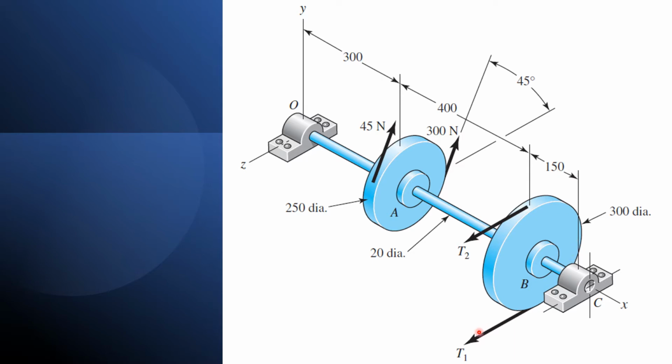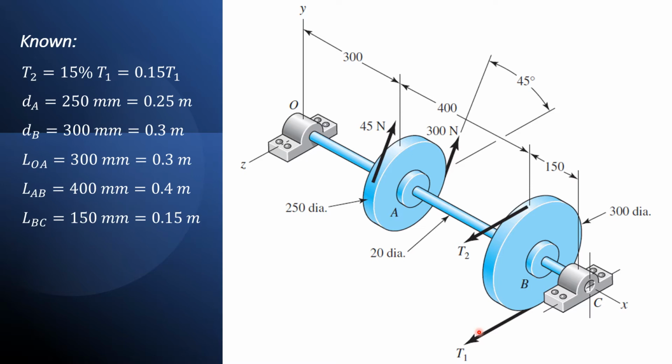We assume the belt tension on the loose side at B is 15% of the tension on the tight side, so T2 is equal to 15% of T1, or 0.15 T1.